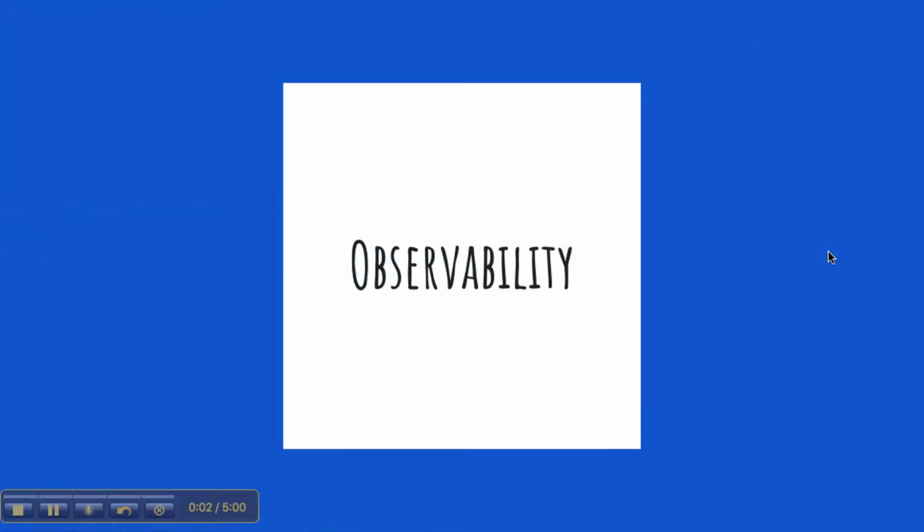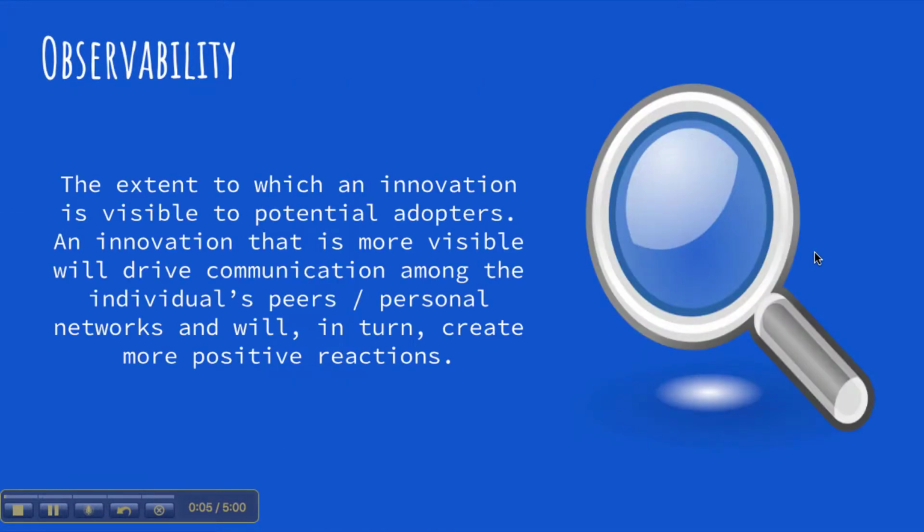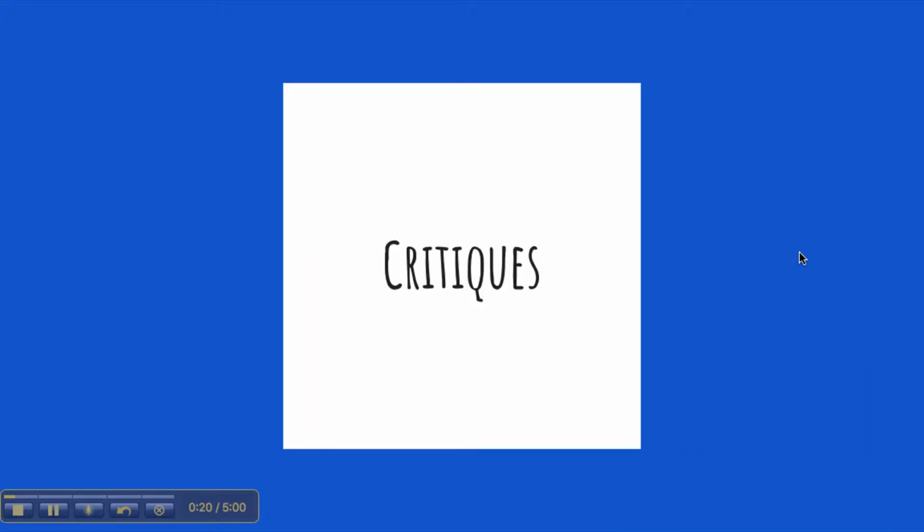Observability is the extent to which an innovation is visible to potential adopters. An innovation that is more visible will drive communication among the individual's peers and personal networks and will in turn create more positive reactions.